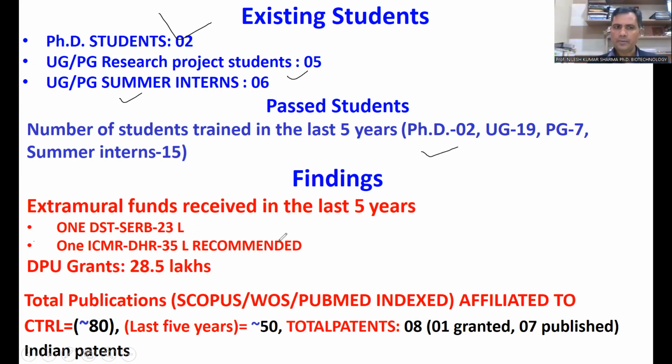And in the last 5 years, we have received a project from DST and also one project from ICMR DHR. Also, we have received a DPU grant of a very substantial amount as a seed grant, around 28.5 lakhs. The CTRL lab in the last 5 years is productive, and definitely the credit goes to the students, undergrad, postgraduate, and PhD students.